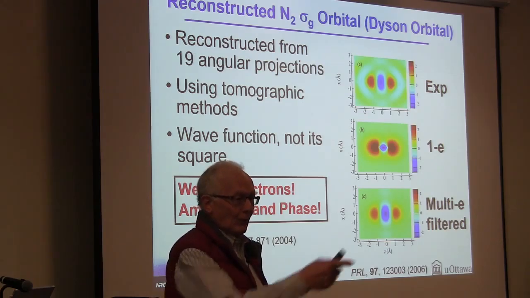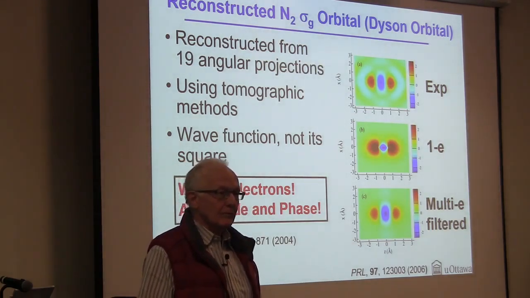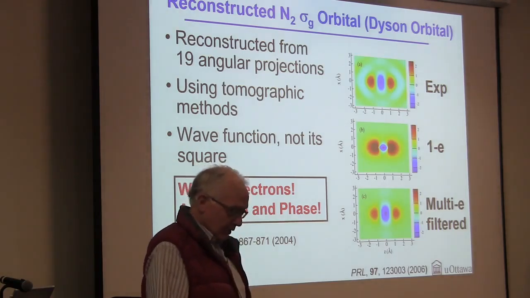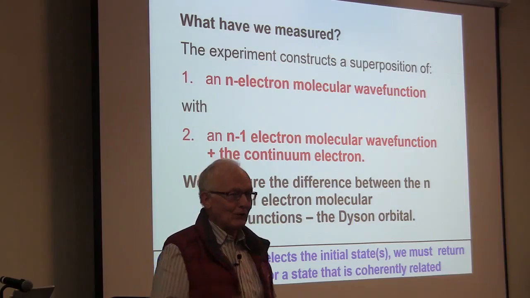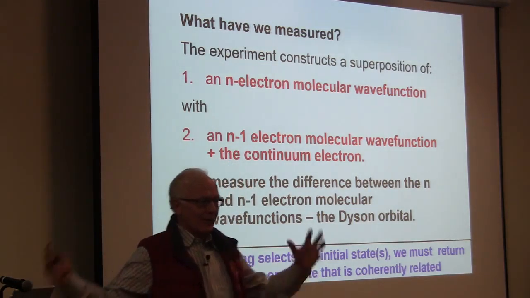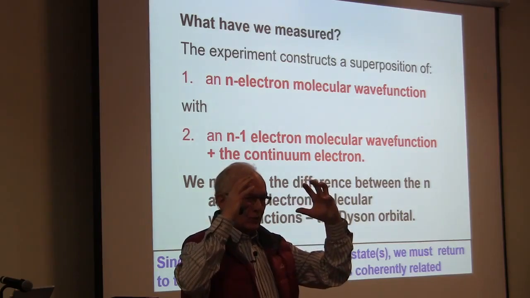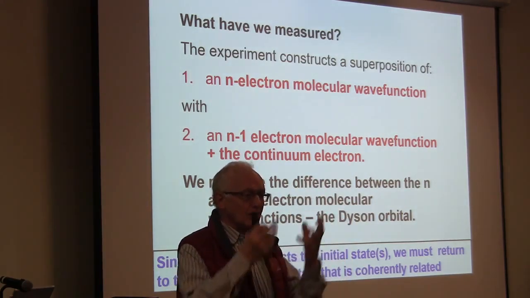Can you give a clean definition of what a Dyson orbital is? Because I've never heard of it. Well, I'm not a theorist, I'm an experimentalist, so these guys will give you a better definition than I will, and they can correct me if I'm wrong. I think of it as the N-electron wave function minus the N minus 1, the difference between the two.